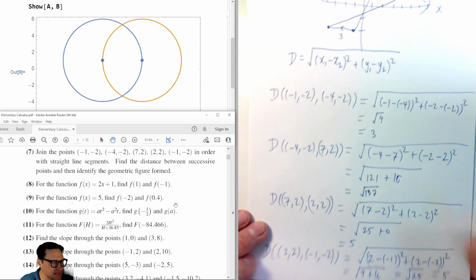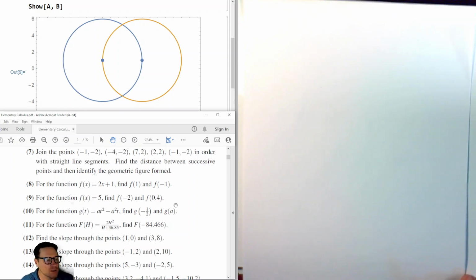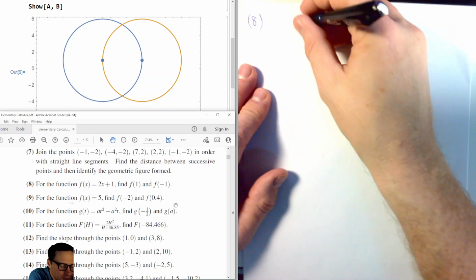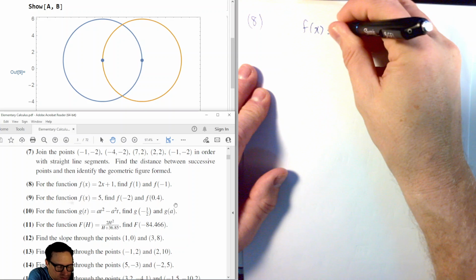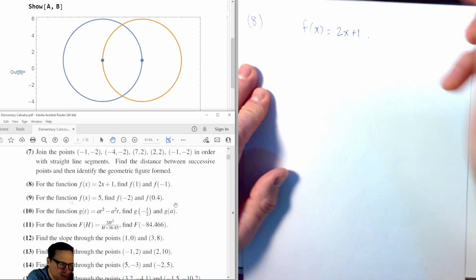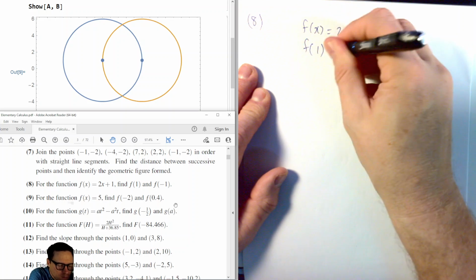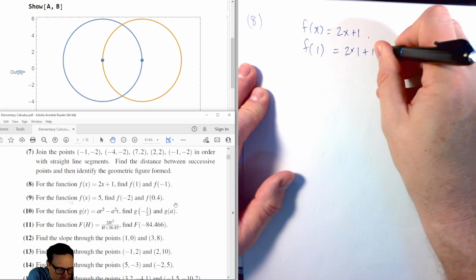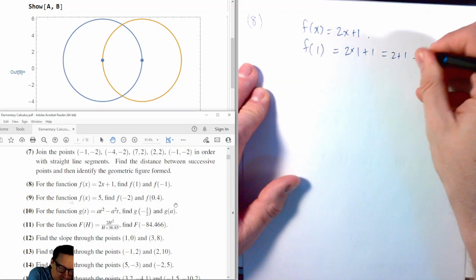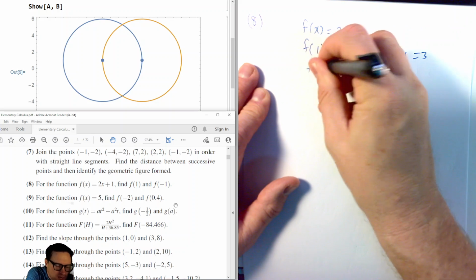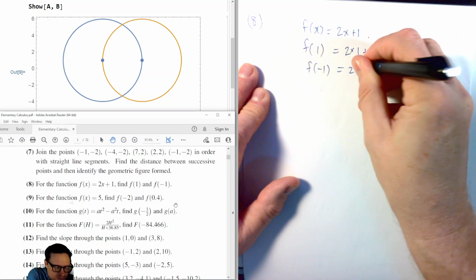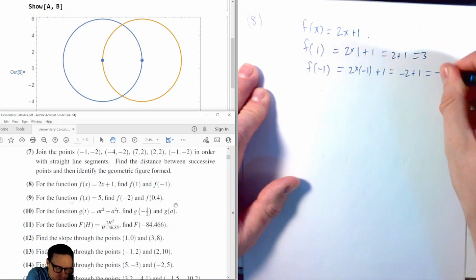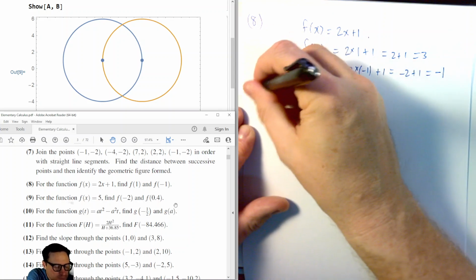Okay, let's move on to the next question. Question 8. For the function f of x is equal to 2x plus 1, find f of 1. So f of 1, what we do here is we just replace the x with 1 and simplify. So 2 times 1 plus 1, this is equal to 2 plus 1, which is 3. Okay, f of minus 1 is 2 times minus 1 plus 1, which is minus 2 plus 1, which is minus 1.